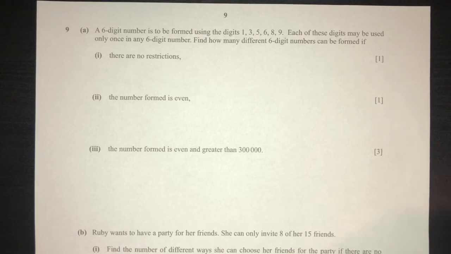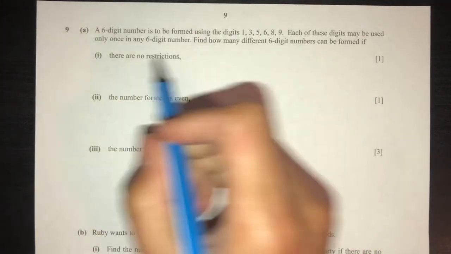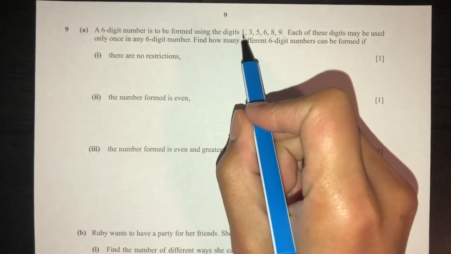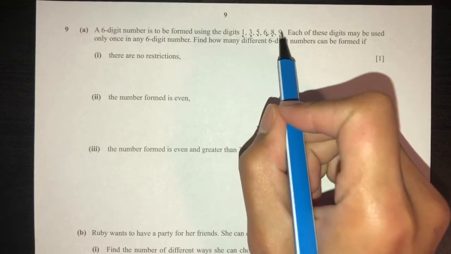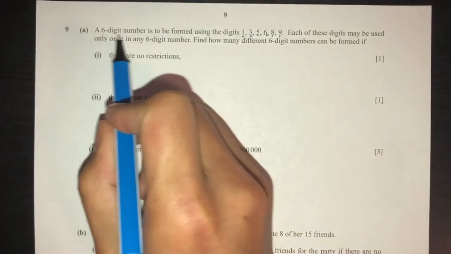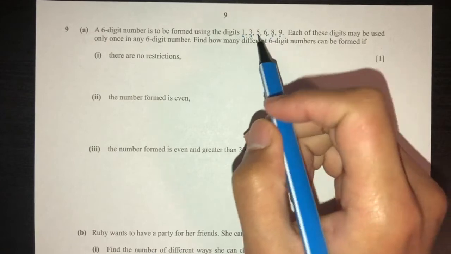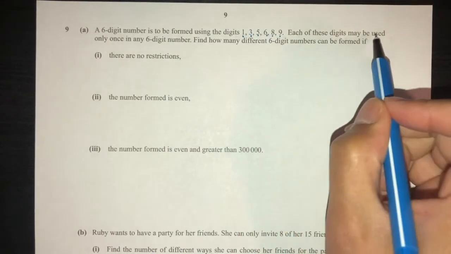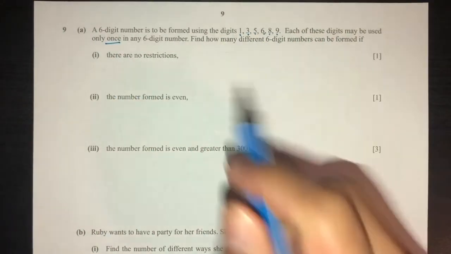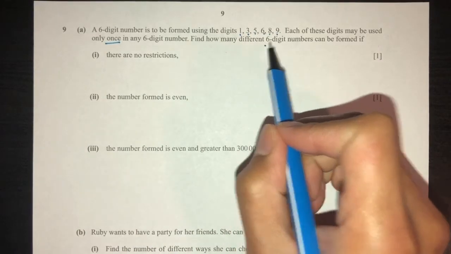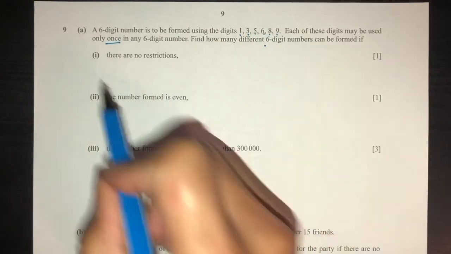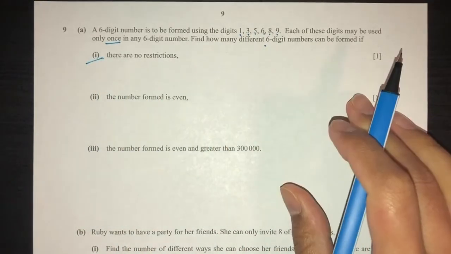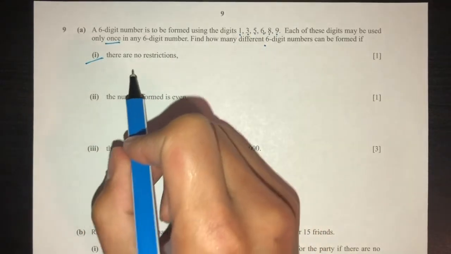Now we have a 6-digit number is to be formed using these numbers. So here we have 1, 2, 3, 4, 5, 6. So we want to form a 6-digit number from 6 digits. Each of these digits may be used only once. Find how many different numbers we can form if there's no restriction. So pretty easy.